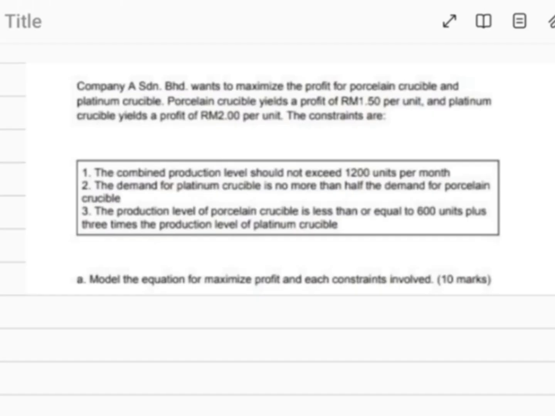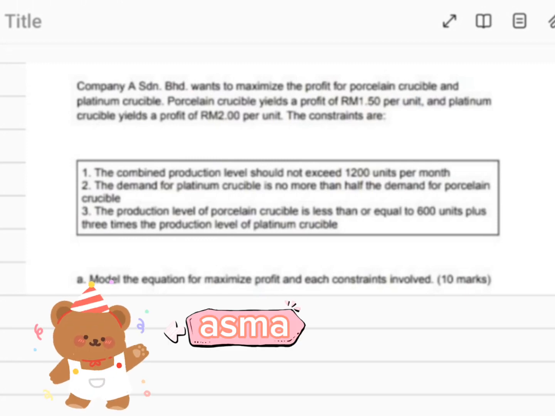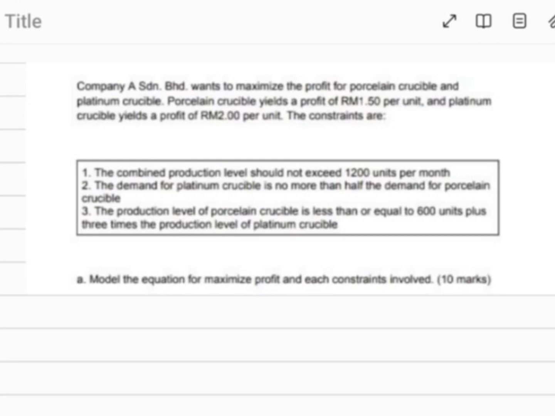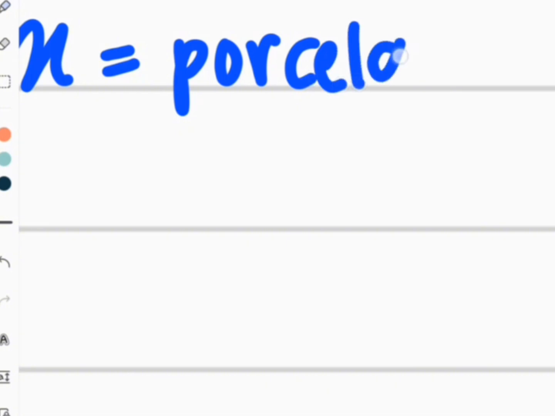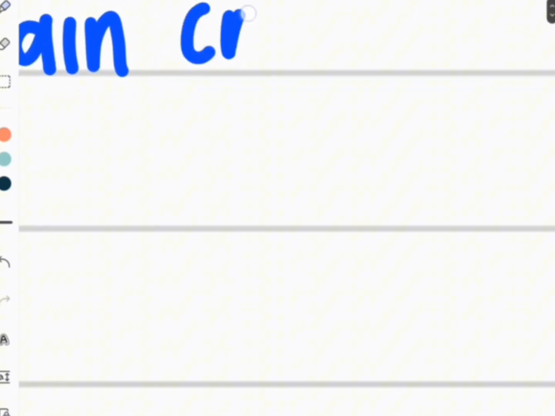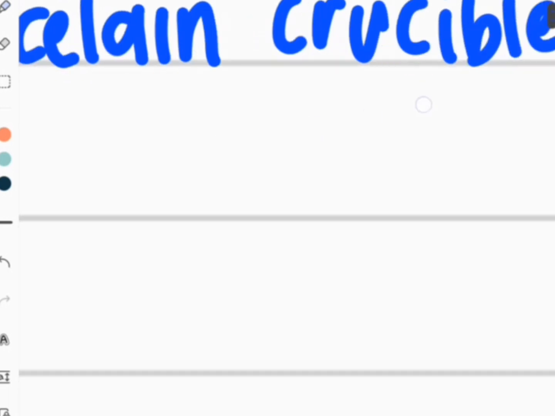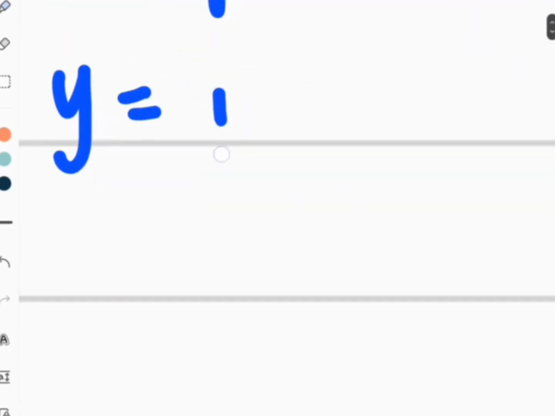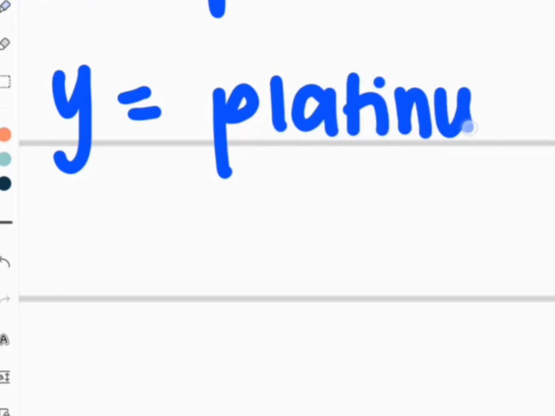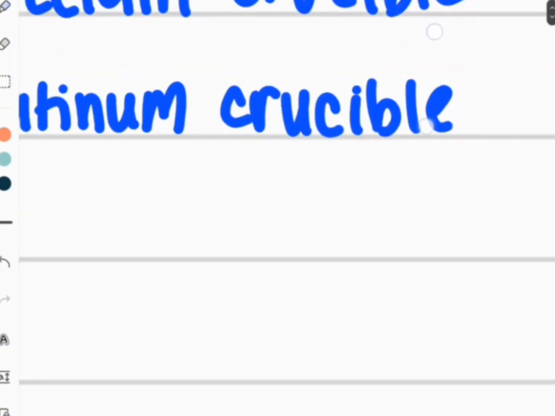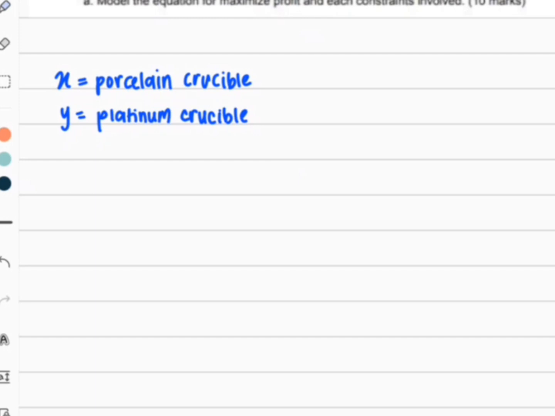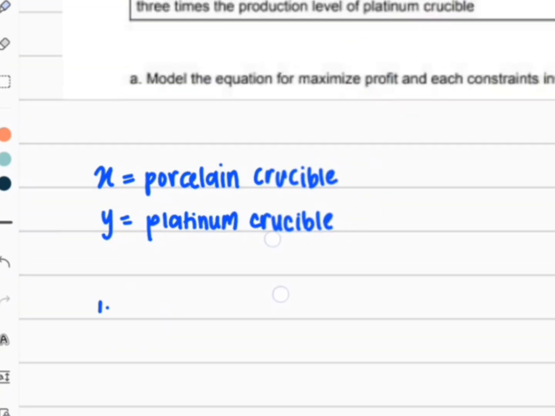Question number 1 is to model the equation for maximum profit and each constraint involved. We make X as the porcelain crucible and Y is for the platinum crucible. So, the combined production level should not exceed 1,200 units per month. So, number 1 is the combined production.